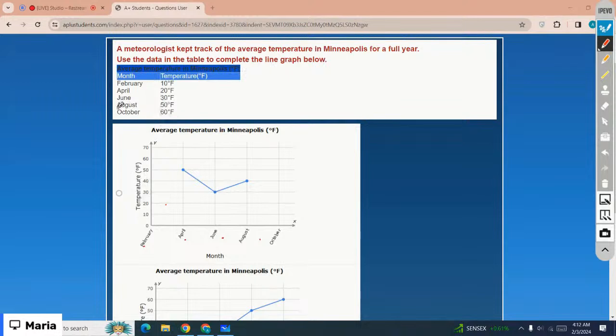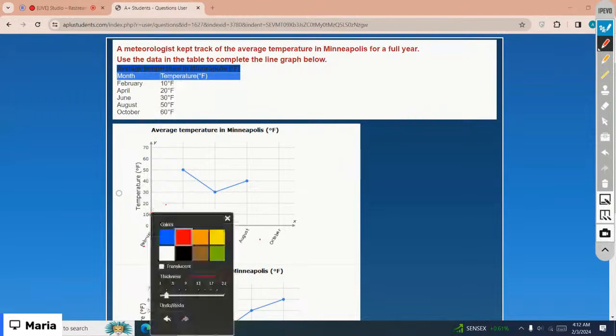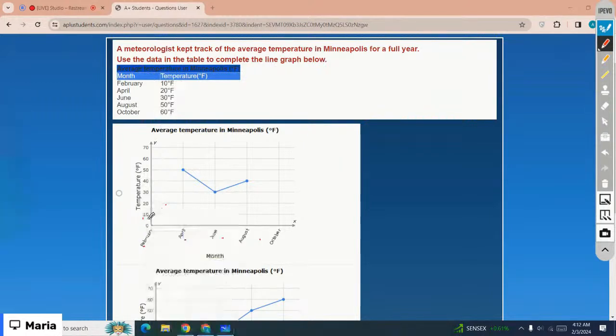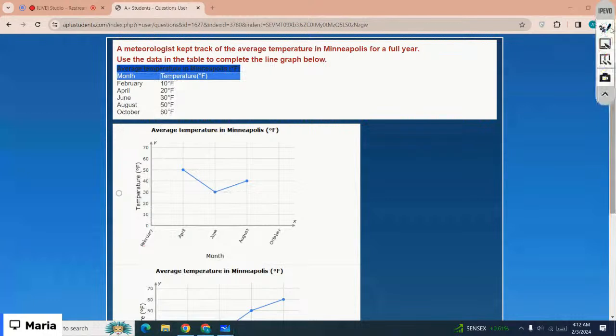Okay, in February, the temperature is 10 degrees F. Here is February. There must be a point in front of 10. So you must have a point there in front of February and 10. But for this graph, you don't have any point here. That means this isn't the correct option. Just look at the second one.